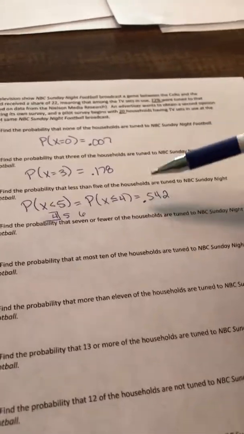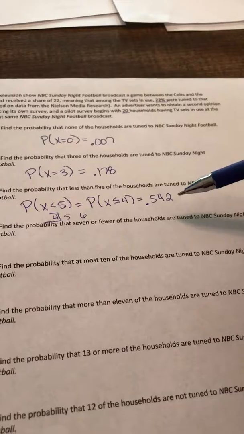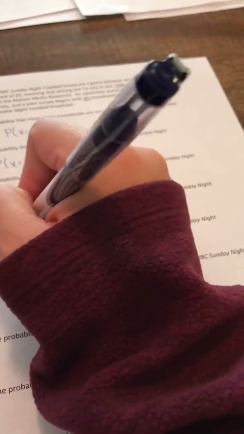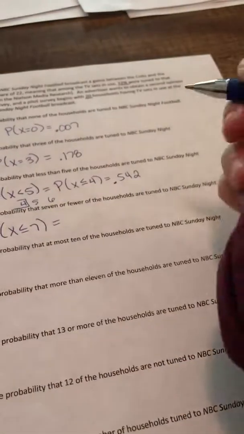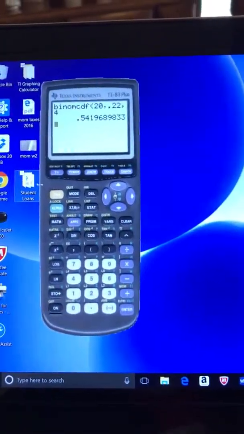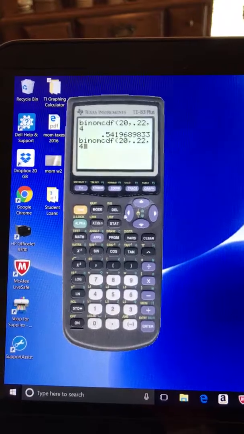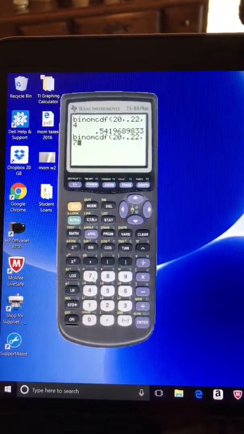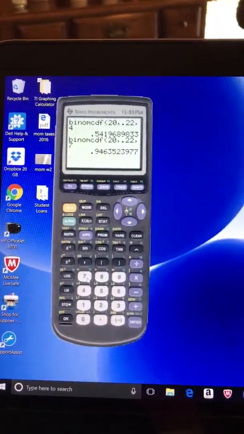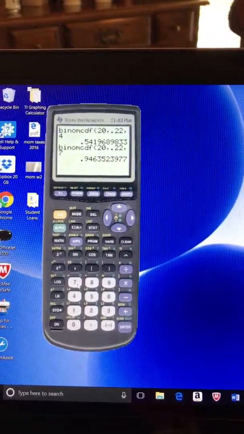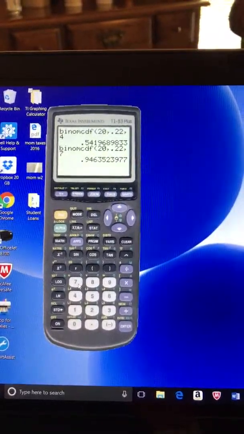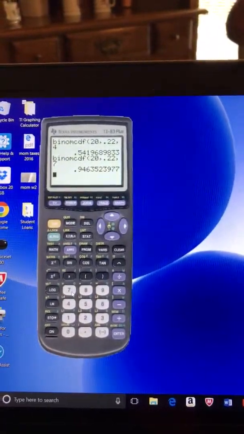The probability that 7 or fewer are tuned in. We're doing 7 or fewer, which is less than or equal to 7. So this one's already set up for the calculator. So again, if you want, you can just hit second enter. Change the 4 to a 7. So we should get 0.946.